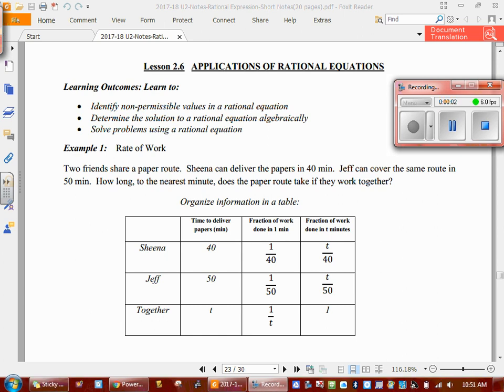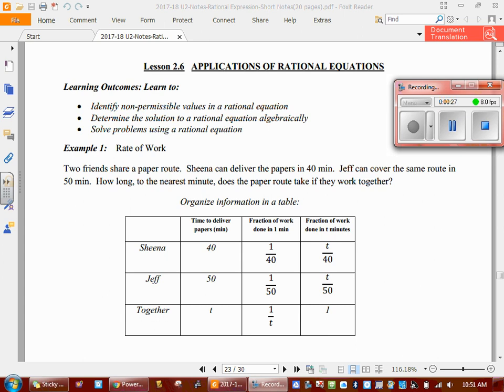Okay, this is lesson 2.6, our final lesson, which is applications of rational equations. So where are we going to find them in real life? How do we deal with them? Well, this is what's going on. We are going to find non-permissibles in rationals. We've already known how to do that. We're going to determine the solution algebraically, and we're going to solve problems. The biggest one we're doing now is solving problems. How are we going to make it make sense?